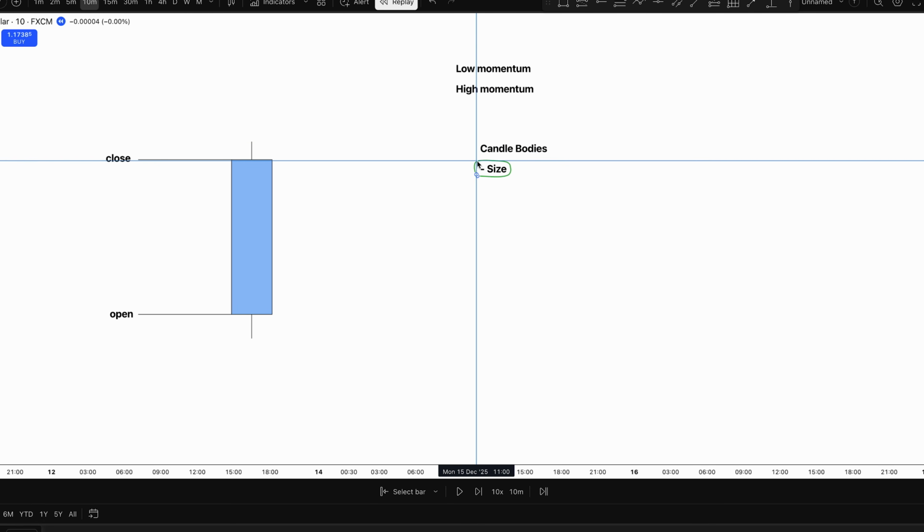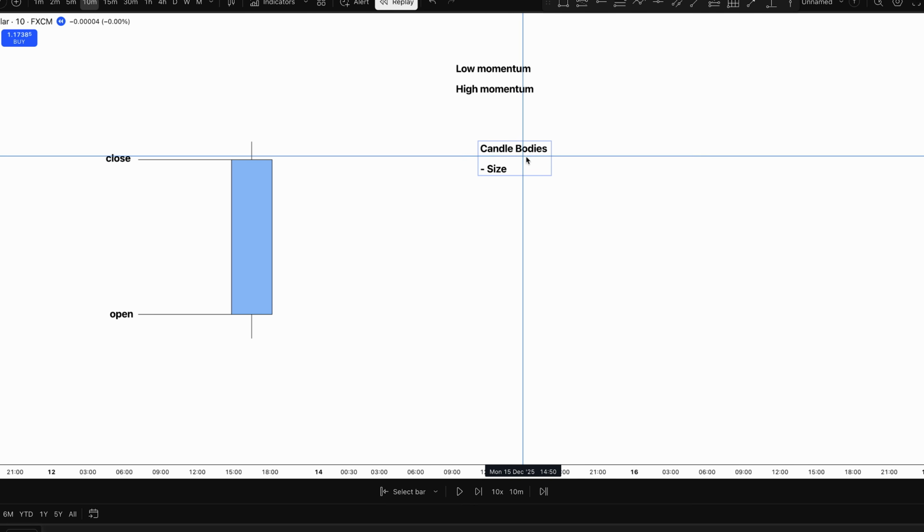Now, candle bodies, of course, are not the only thing that matter. We also want to consider the wicks.